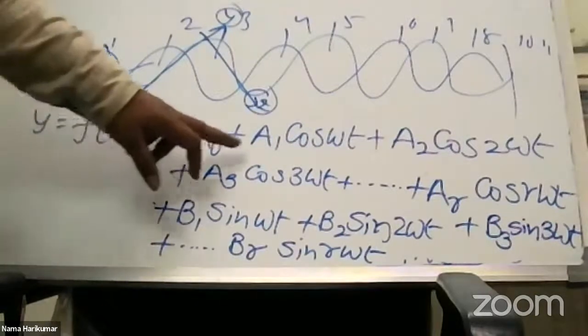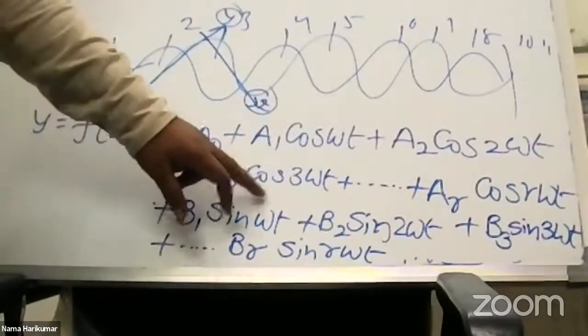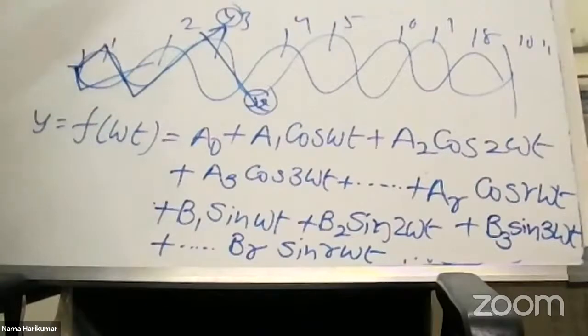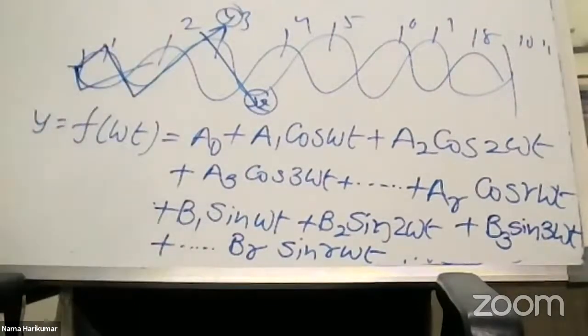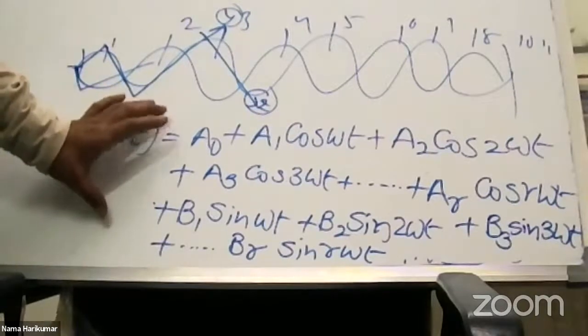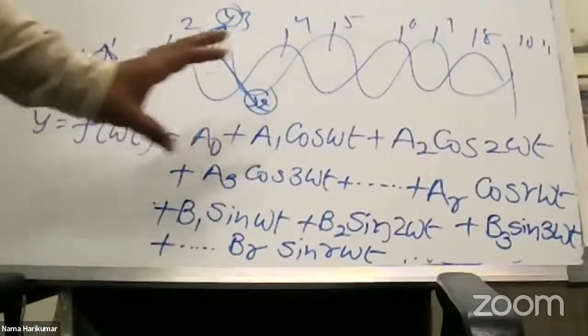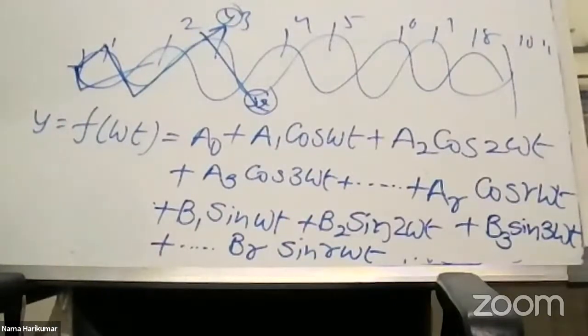That is A naught plus A1 cos omega t plus A2 cos 2 omega t plus A3 cos 3 omega t up to Ar cos r omega t, the finite cosine terms. Next is the sine system: B1 sin omega t plus B2 sin 2 omega t plus B3 sin 3 omega t up to Br sin r omega t. These describe wave propagation in a finite, continuous, single-valued system of simple harmonic motions.